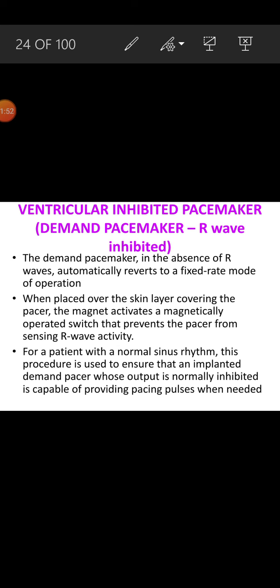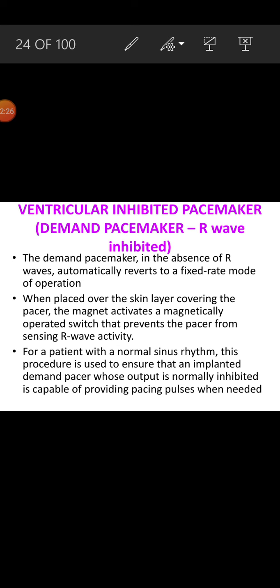For testing purposes, at the time of implantation and for evaluation later, implanted demand pacers are purposely placed in fixed rate mode, usually by means of a magnet provided by the manufacturer. When placed over the skin layer covering the pacer, the magnet activates a magnetically operated switch that prevents the pacer from sensing R wave activity. This process causes the pacer to operate in a fixed rate mode at a slightly higher rate, about 10 bpm higher than the demand mode pacing rate that had been preset.